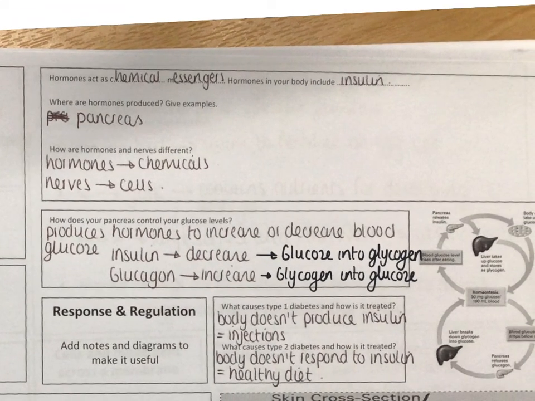Hormones act as chemical messengers. Hormones in your body include insulin. Where are hormones produced? Give examples. So in our pancreas, our main one, where a lot of our hormones are produced. How are hormones and nerves different? So hormones are chemicals, okay? Nerves are cells, and our nerves are very fast acting.